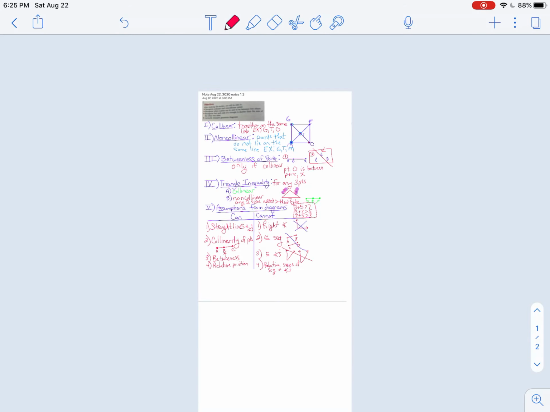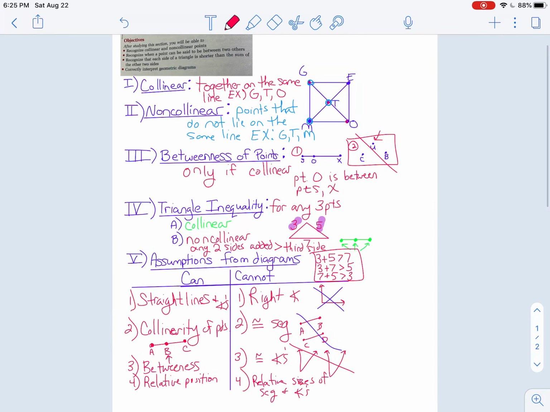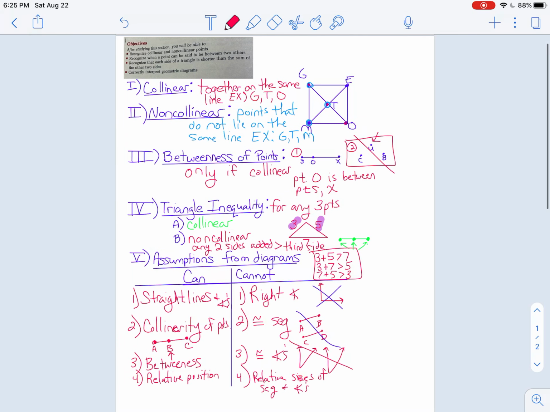We have no idea. Okay, so this is kind of the gist of section 1.3. And then during our live Zooms, I'm going to be going over, obviously, examples about 1.3.